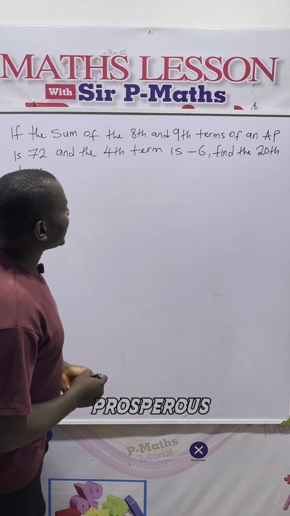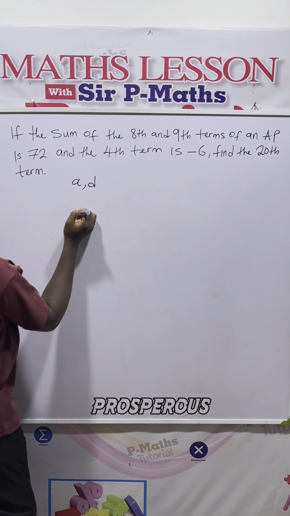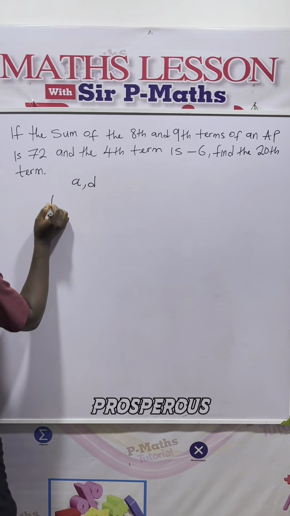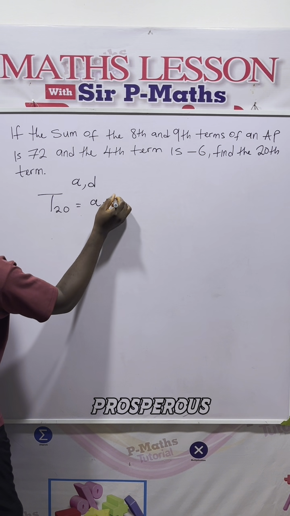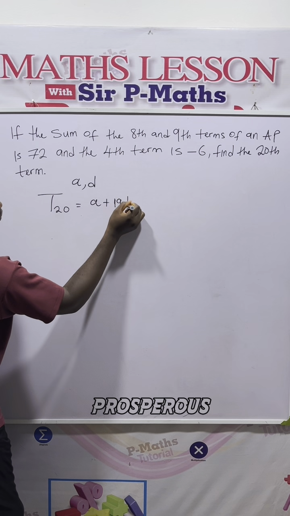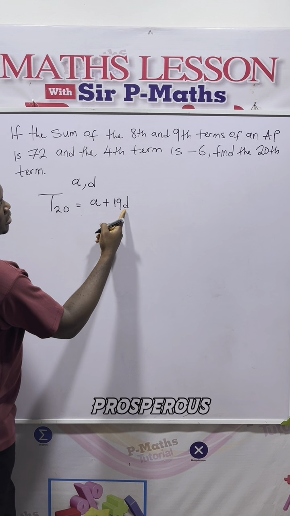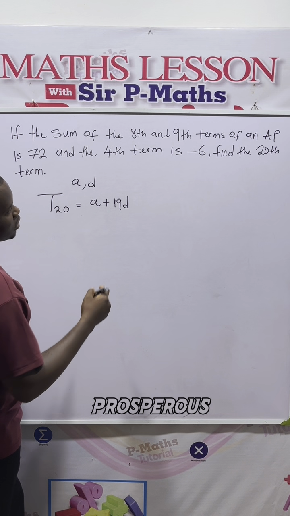So we're going to find first the first term and the common difference so that we're able to solve for the 20th term of this sequence, because the 20th term is equal to A plus 19D. All right, we need the first term and the common difference. And to find them, let's solve a simultaneous equation.